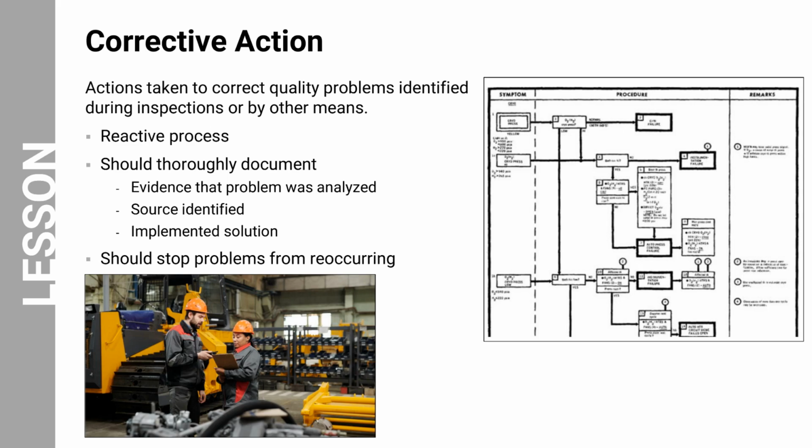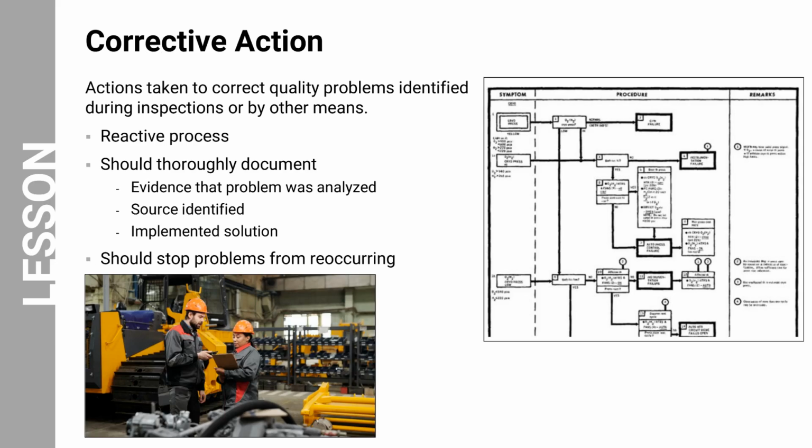Actions taken to correct quality problems identified during inspections or by other means are called corrective actions. As such, the corrective action program is a reactive process, meaning it deals with issues after they have occurred. The activities involved in a corrective action program start with the definition of nonconformity and end with the evaluation of the new action plan created to address the issue.